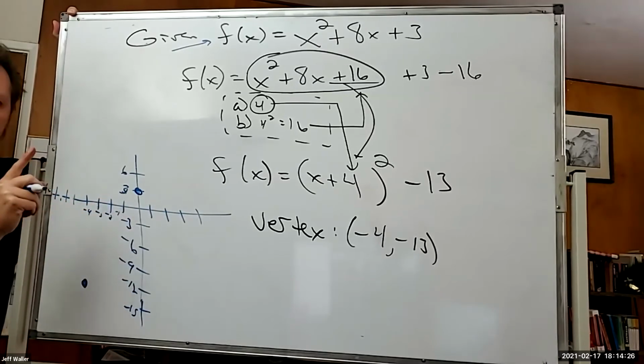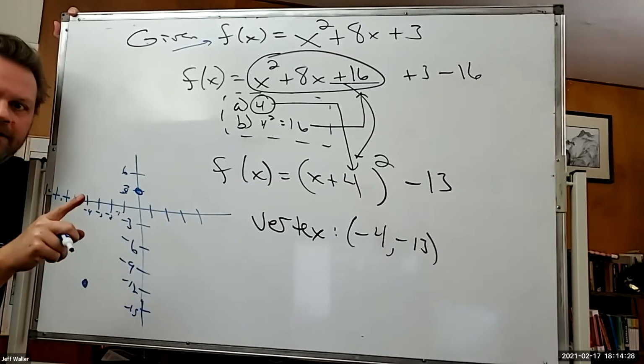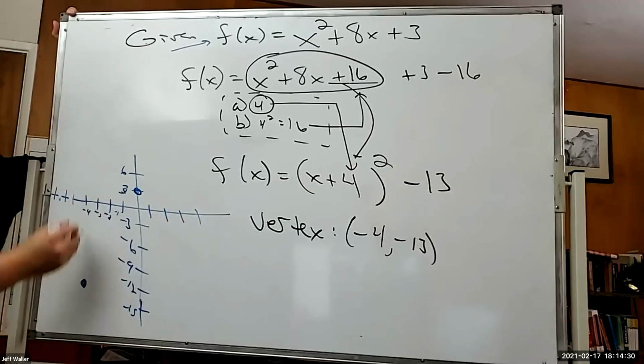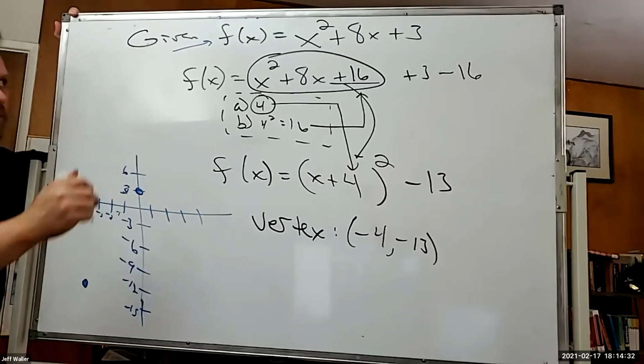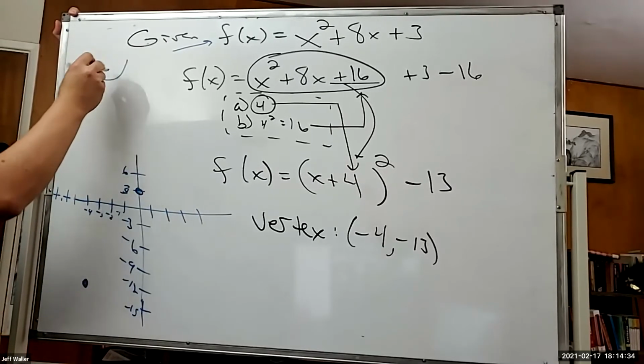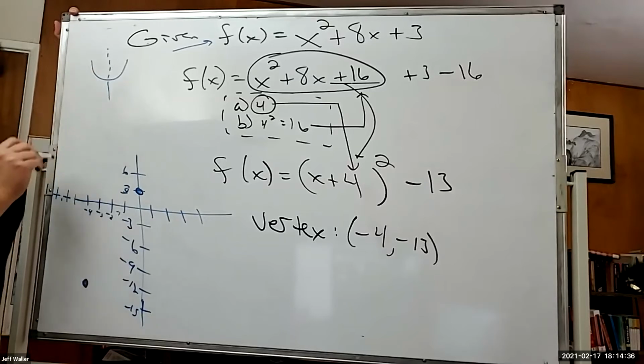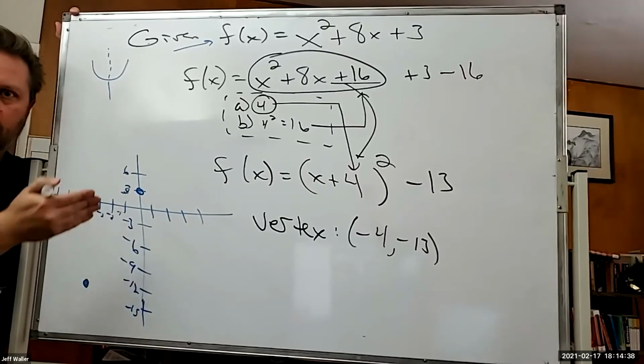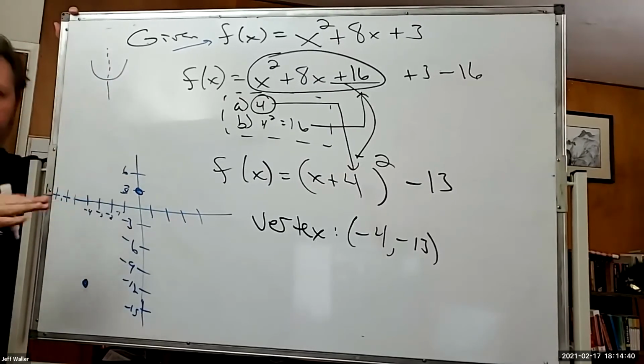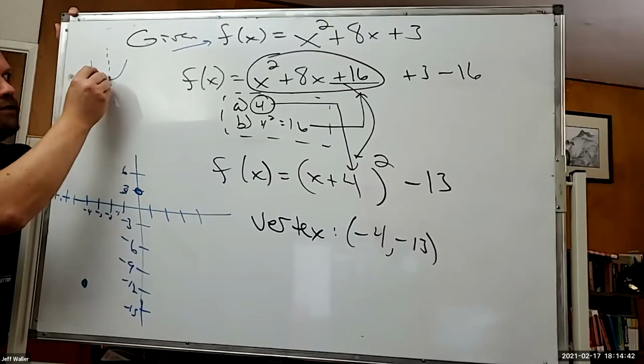Parabolas are symmetric with respect to the line through their vertex. Let me say that again. Where's the parabola symmetric? It's this line right there. Is that cool? There's always a mirror running down the middle of a parabola. It goes right through the vertex.